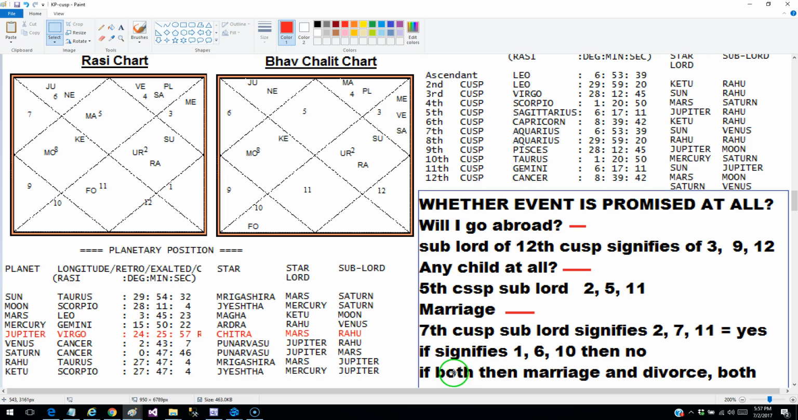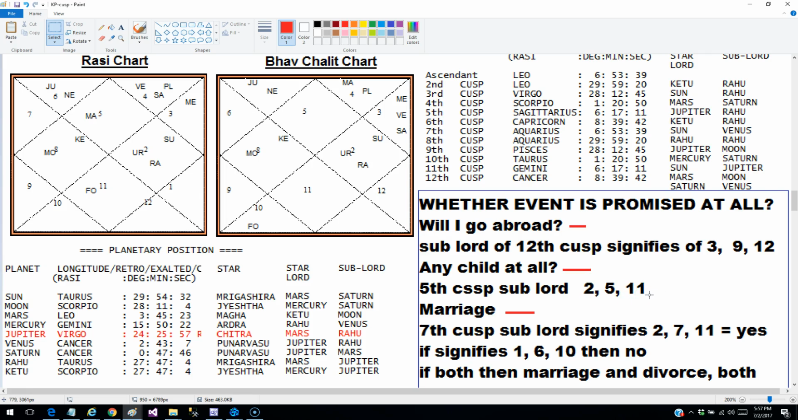And if the seventh cusp sublord signifies both 2, 7 and 11 and 1, 6 and 10, then what happens? Then marriage is promised and divorce or separation, both things are promised. Similarly, if somebody asks, will I go abroad? Then you see if the sublord of the 12th cusp signifies 3, 9, 12, then a person can go abroad. If somebody asks whether one can have a child at all, then the fifth cusp sublord should be a significator of 2, 5, and 11.